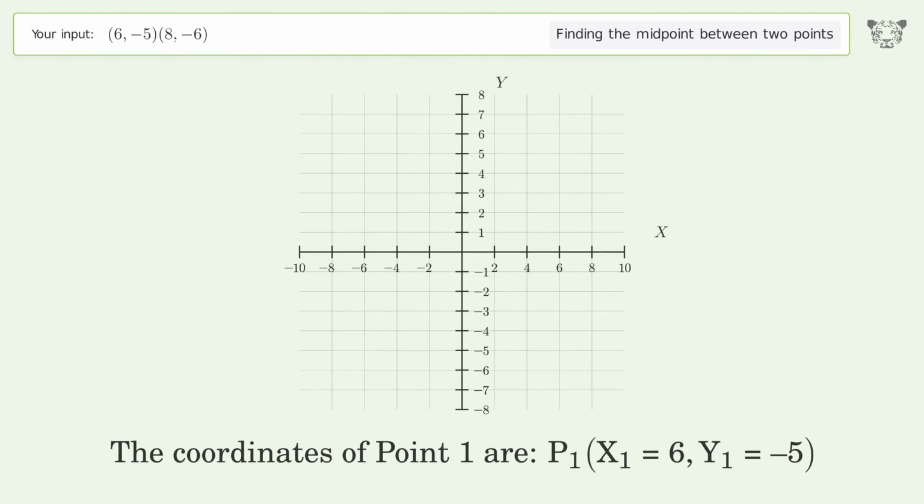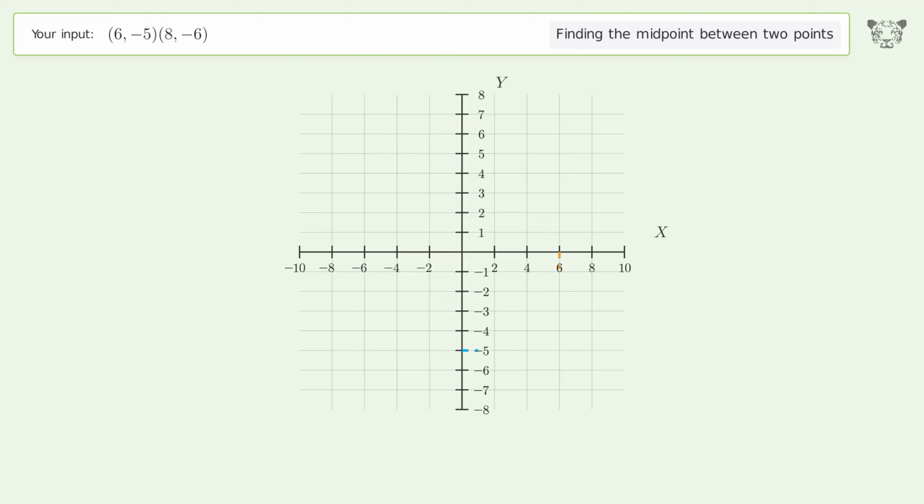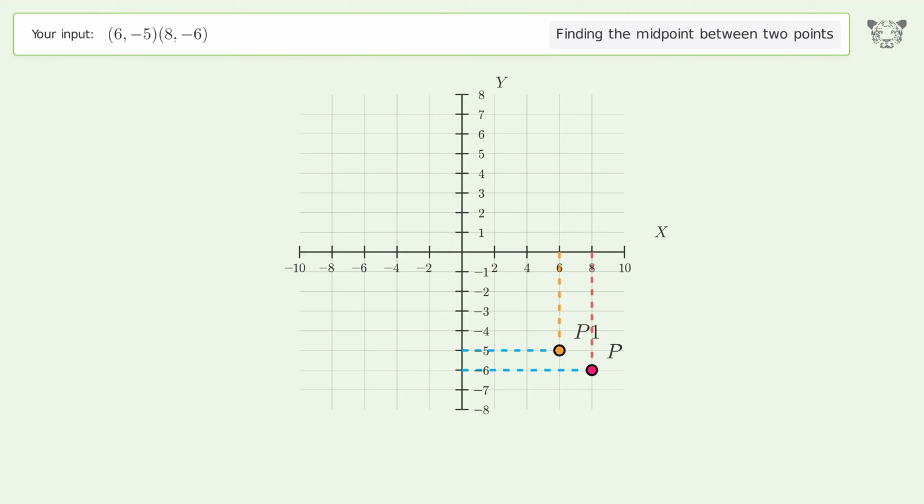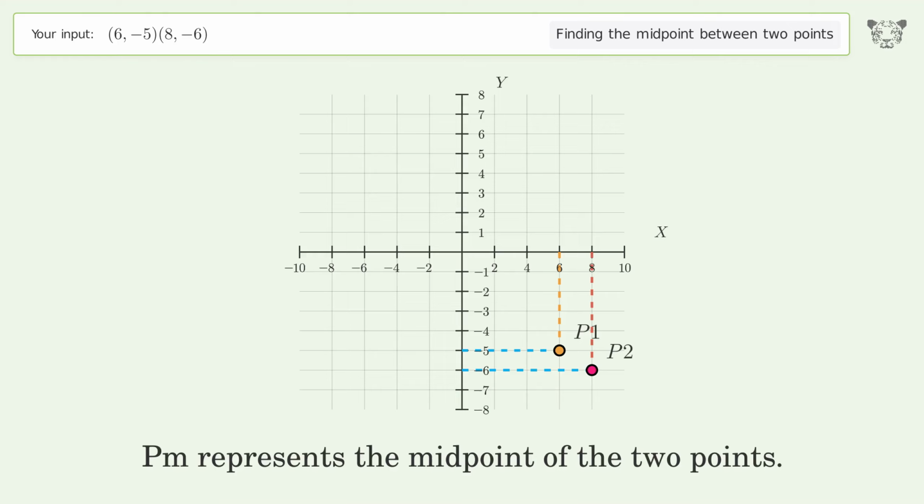The coordinates of point 1 are x1 equals 6, y1 equals -5. The coordinates of point 2 are x2 equals 8, y2 equals -6. PM represents the midpoint of the 2 points.